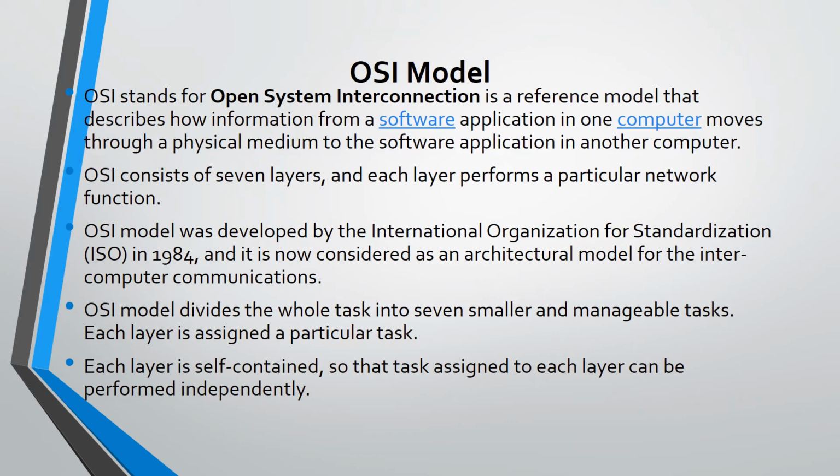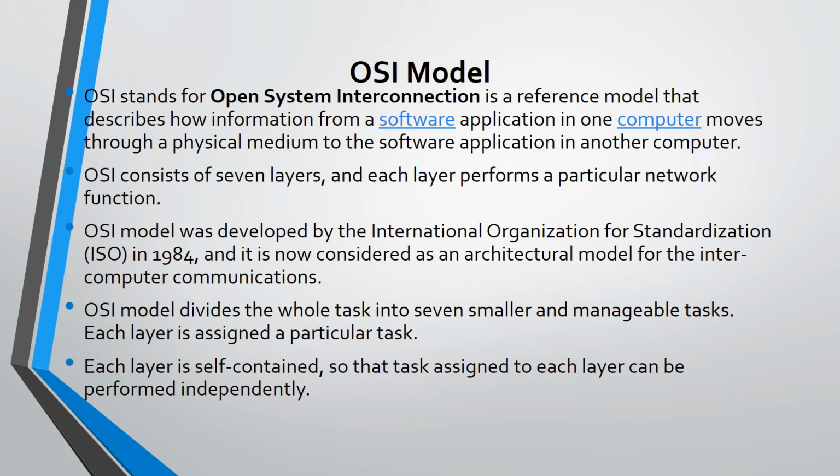The OSI model. OSI stands for Open System Interconnection, and it's a reference model that describes how information from a software application in one computer moves through a physical medium to the software application in another computer. The OSI consists of 7 layers, and each layer performs a particular network function. The OSI model was developed by the International Organization for Standardization, ISO, in 1984, and it is now considered an architectural model for intercomputer communications.